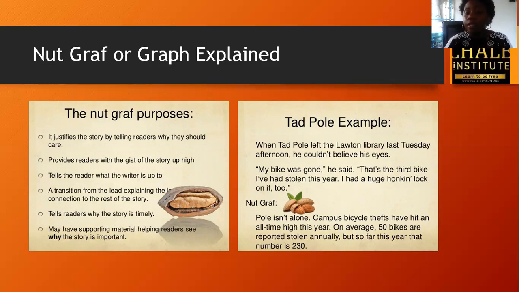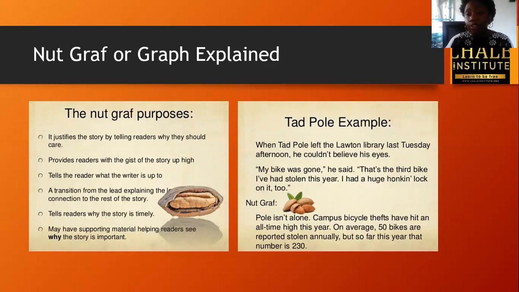So the example given here is when Tadpole left the Lawton Library last Tuesday afternoon, he couldn't believe his eyes. "My bike was gone," he said. "That's the third bike I've had stolen this year. I had a huge honking lock on it too."